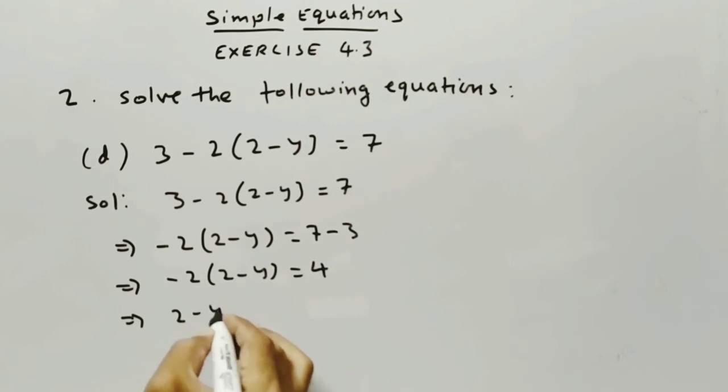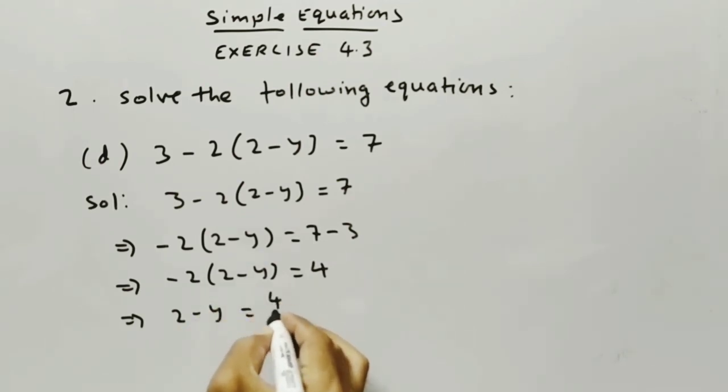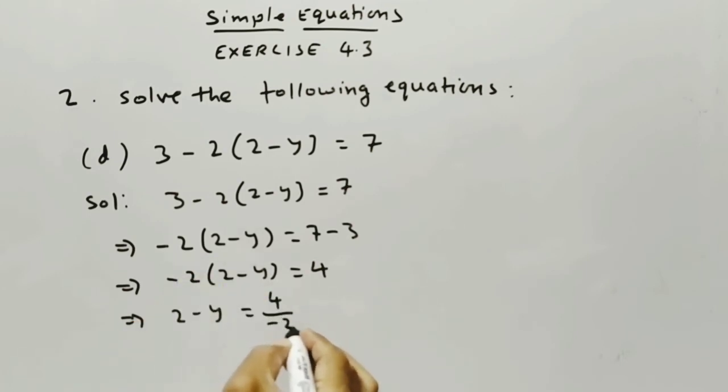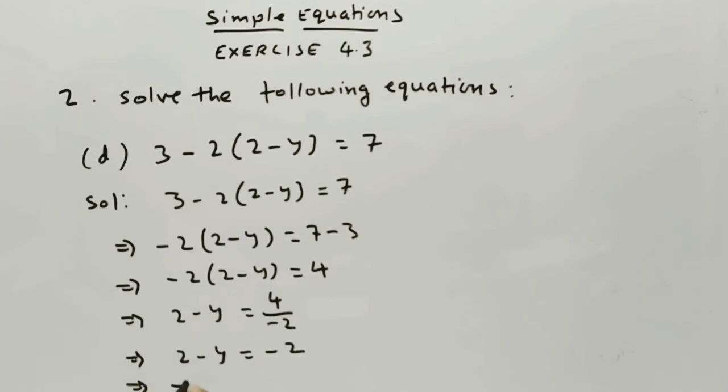This implies 2 minus y you can keep as it is, 4 divided by minus 2, you can send this side. This implies 2 minus y is equal to minus 2. This implies minus y, let it be as it is, minus 2. This 2 you can send this side, minus 2. This implies minus y is equal to minus 4. Minus sign, you can cancel both sides, then we will get y is equal to 4 is the solution of the given equation.